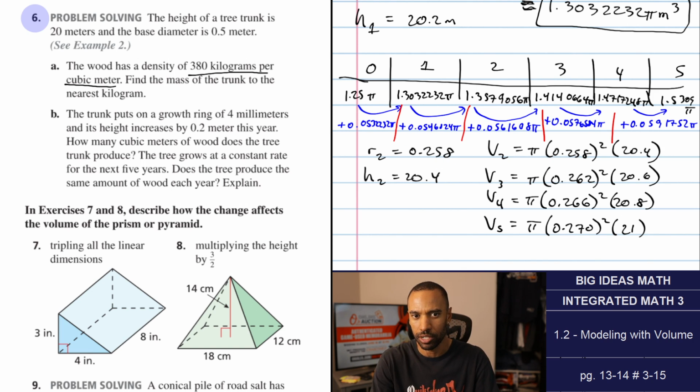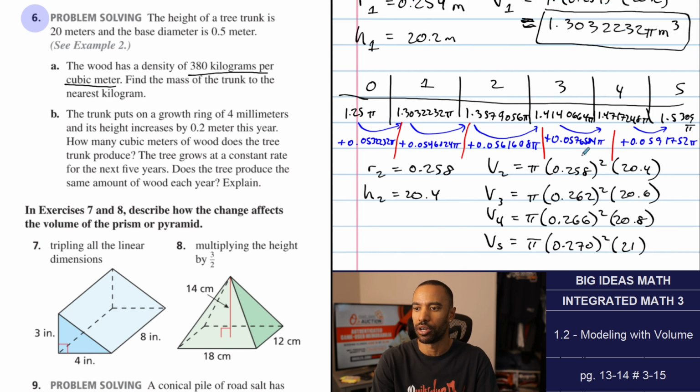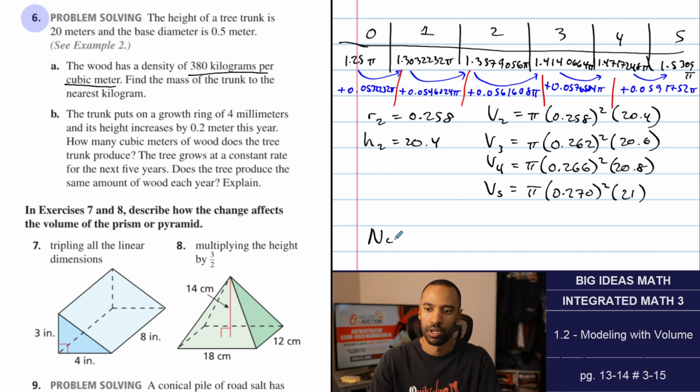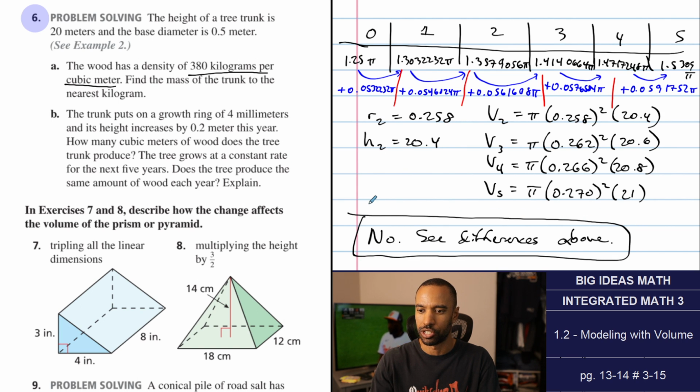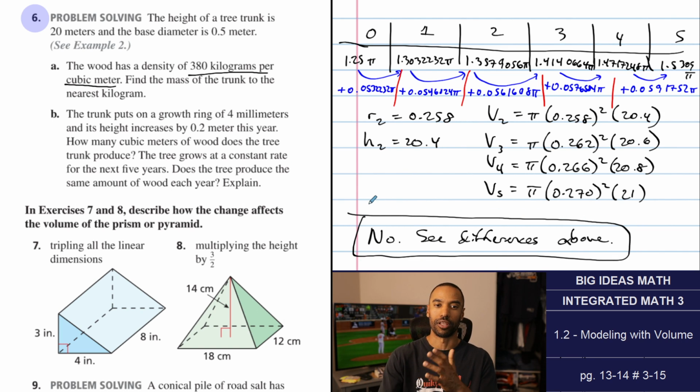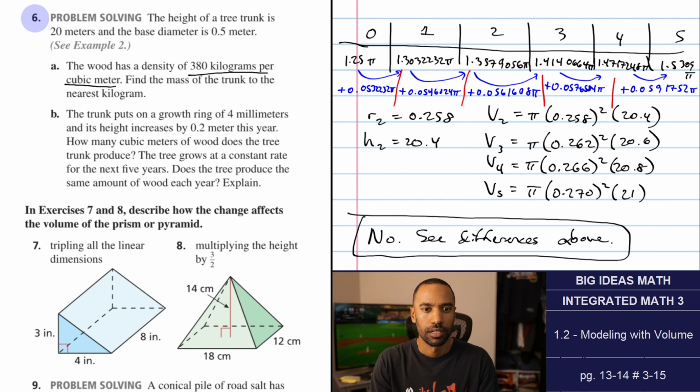So the question, does the tree produce the same amount of wood each year? No. See differences above. That's my explanation, at least. Yeah, so that was quite a bit of little calculations for the next 5 years. They said the tree grows at a constant rate for the next 5 years. I guess they just wanted you to check them all out. They really should have checked within a couple, but that works.